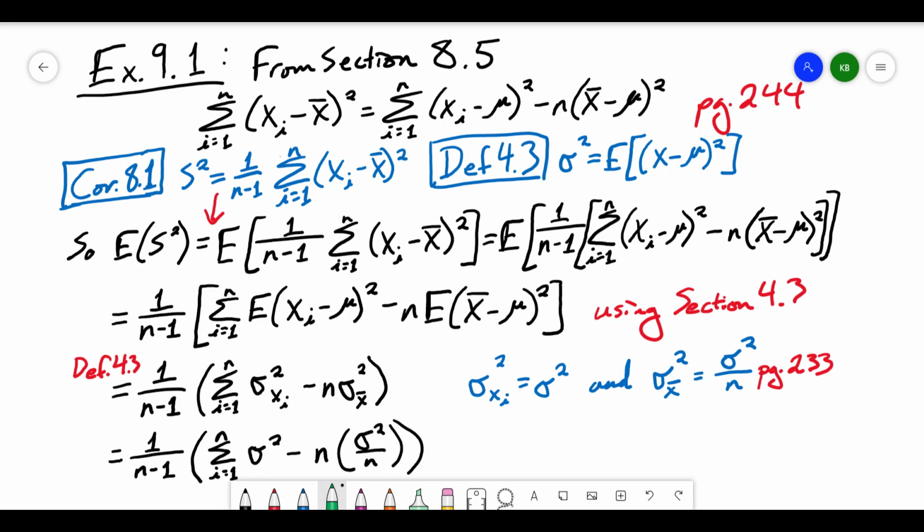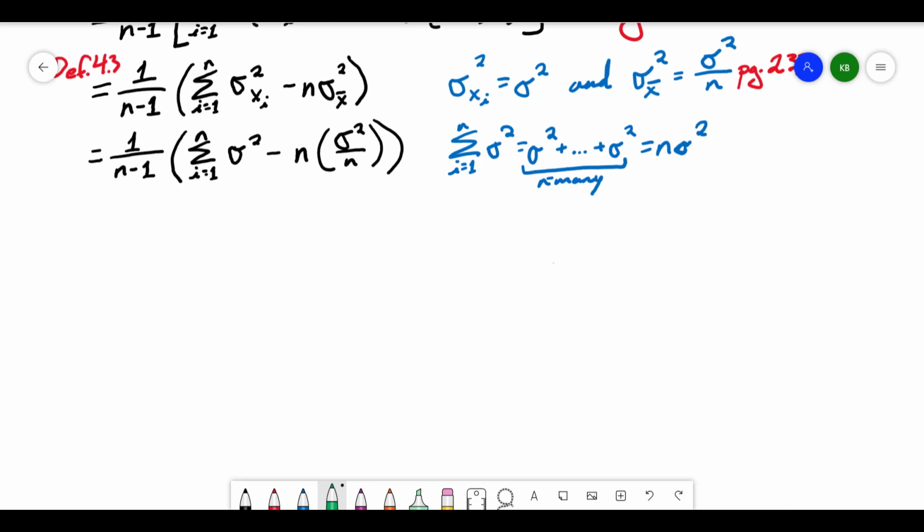Now, that means that we can rewrite all of this as 1 over n minus 1 times the sum from 1 to n of our variance minus n times our variance divided by n.